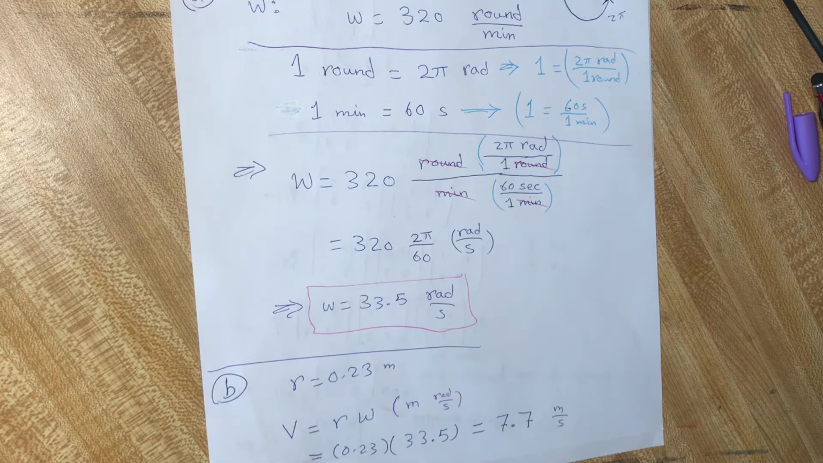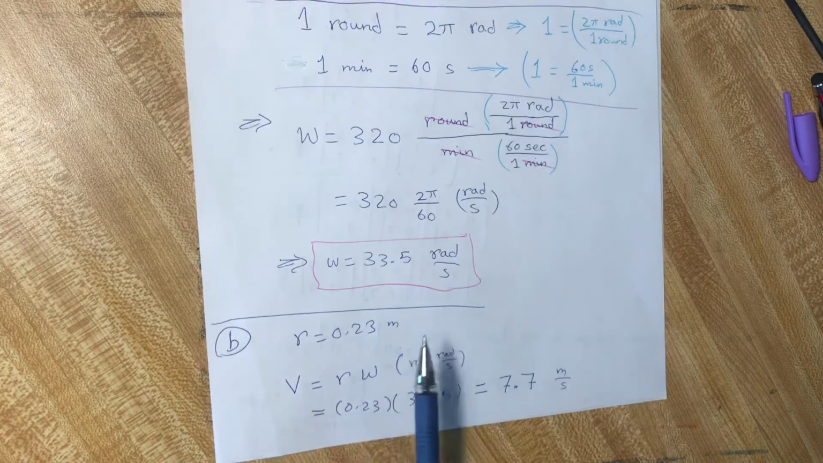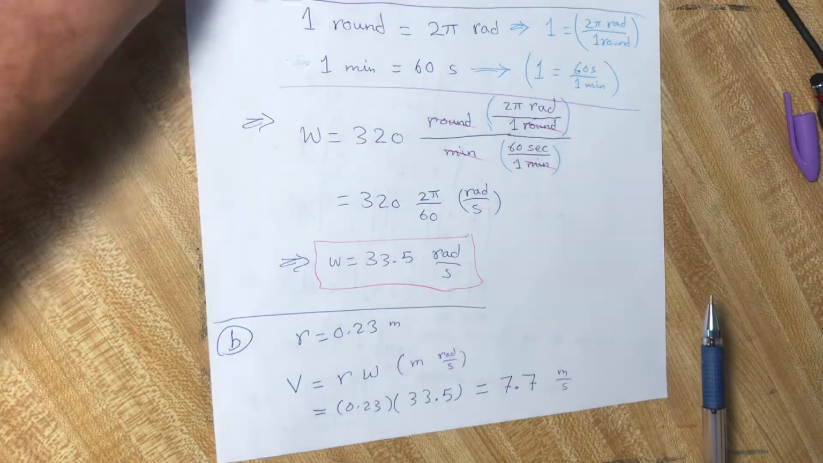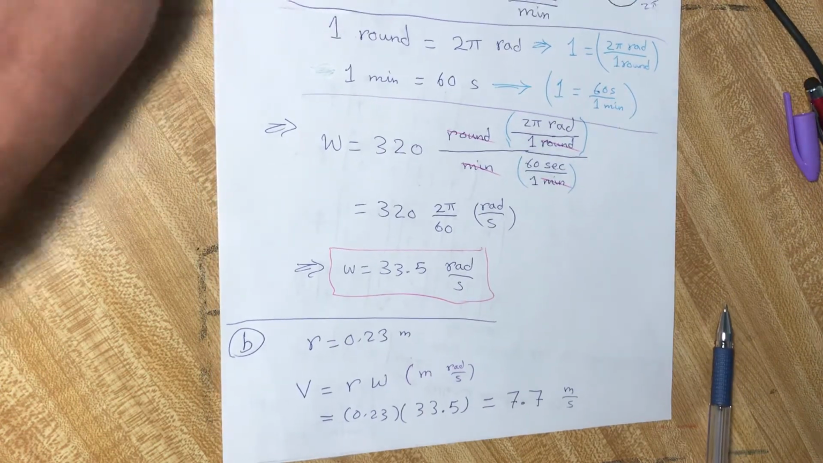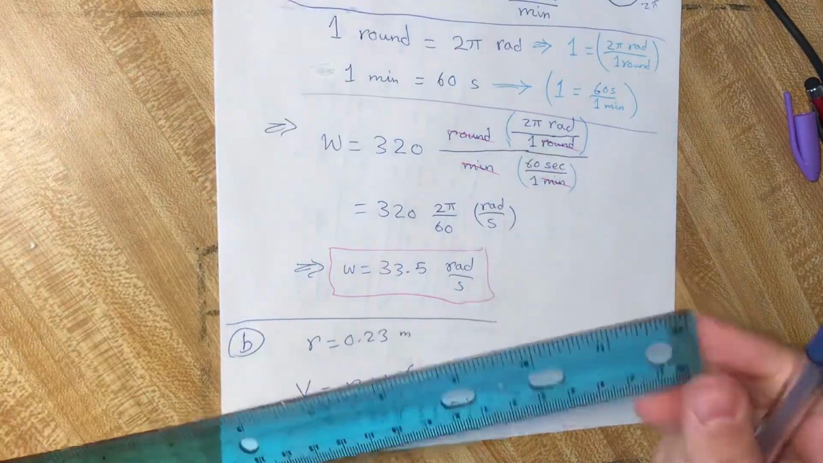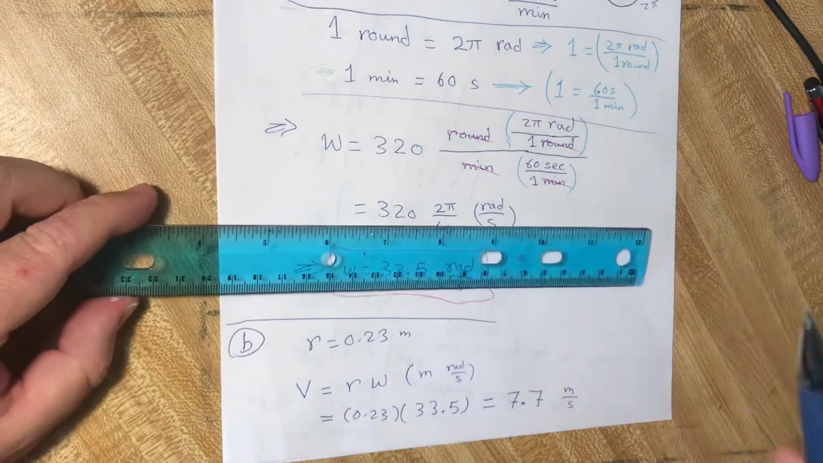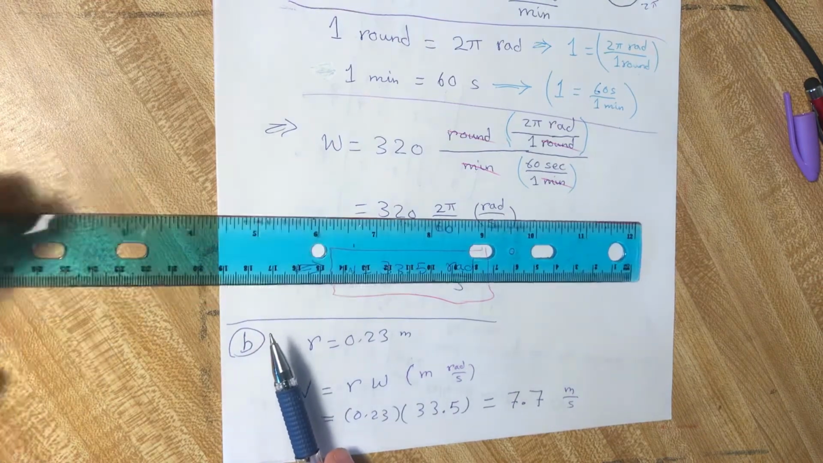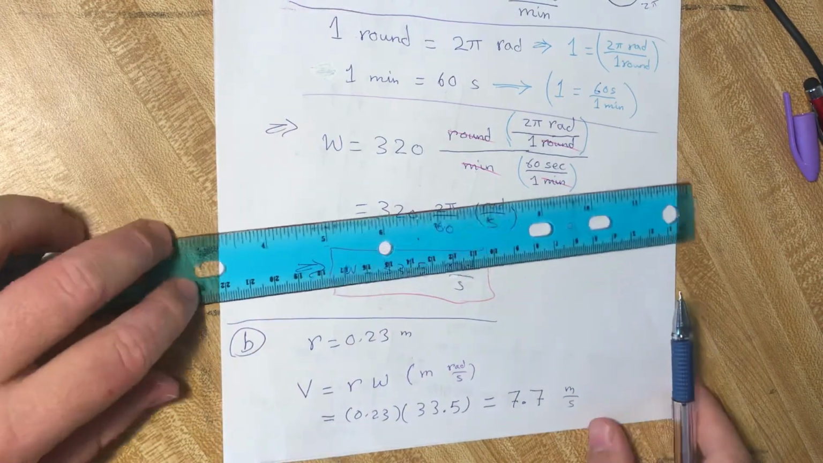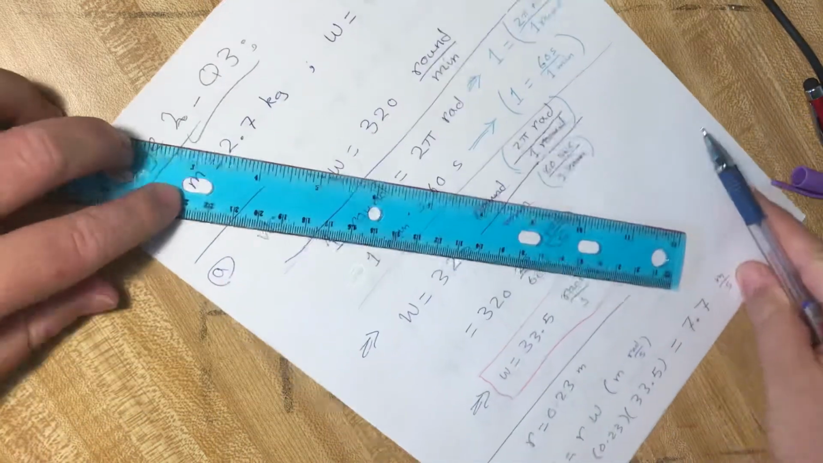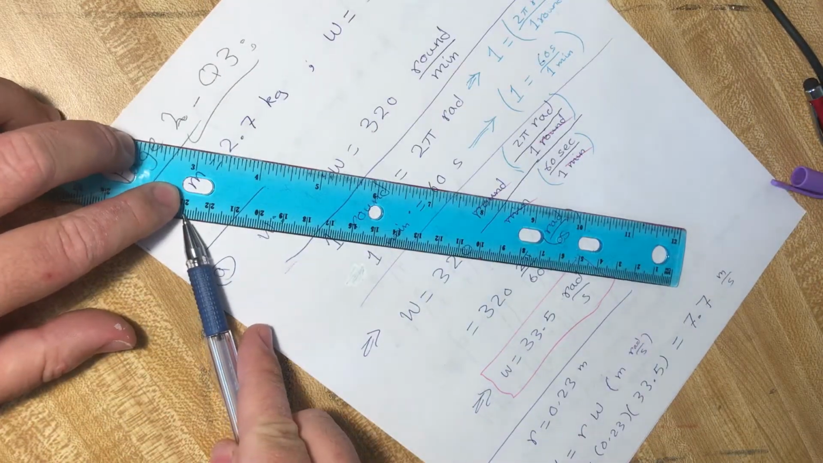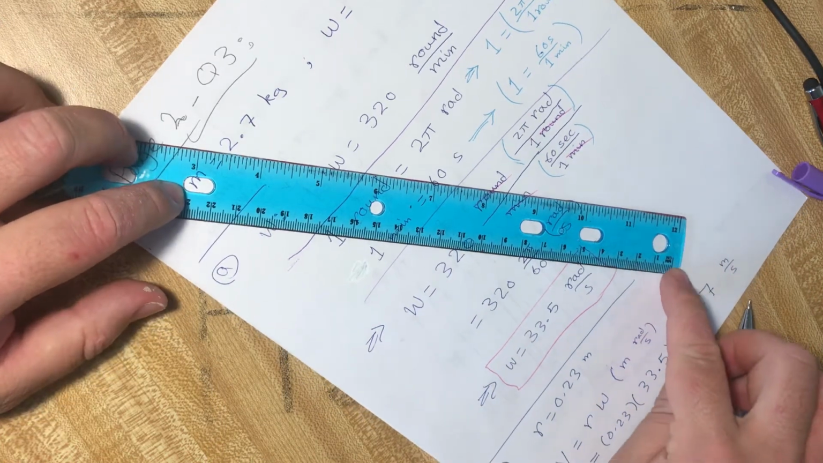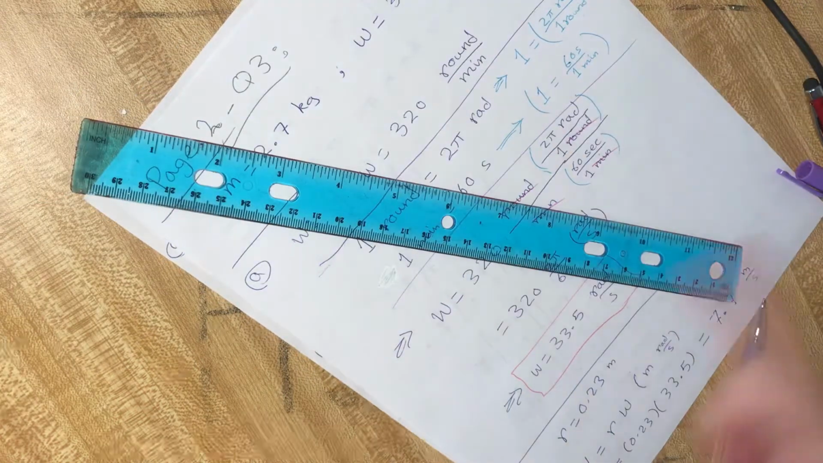This is my omega. If the radius is 0.323 meters, that means it is 23 centimeters from here to here. This is the radius of the hoop. That means that the diameter is twice that.